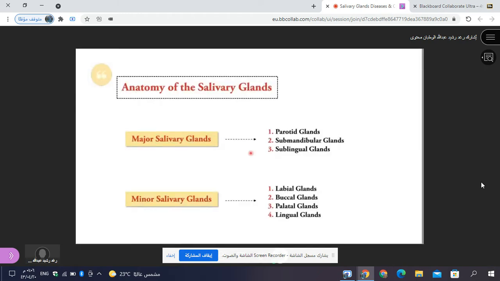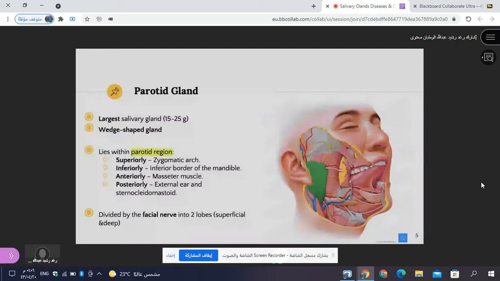So we have actually major and minor salivary glands. And our discussion today inshallah is about the major salivary glands, الباروتيد والسبمندبلر والسبلينجولار gland. طبعا عندنا minor salivary gland اللي هي اللابايل gland والبكال gland، البالاتيل gland واللينجولا gland.